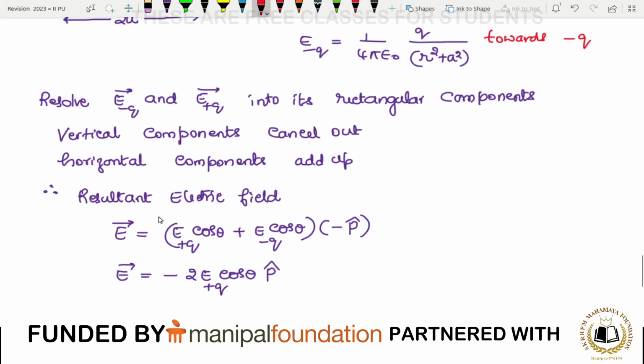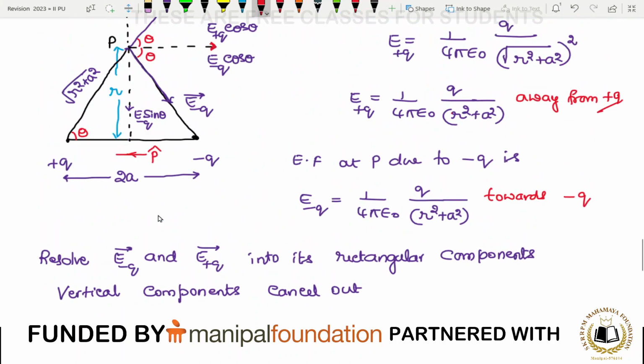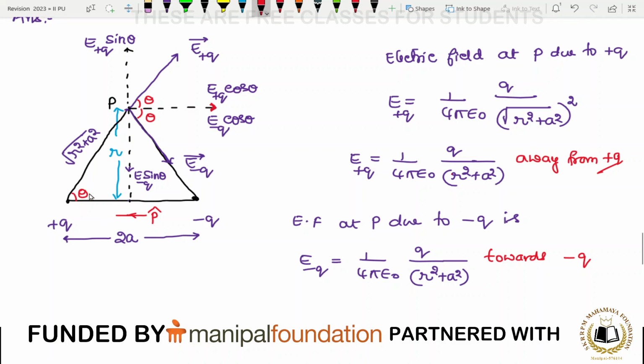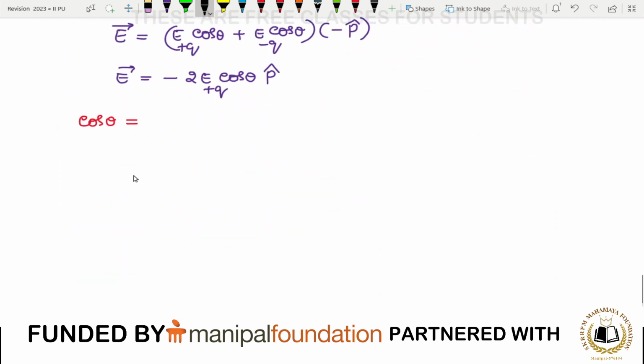What is the formula of cos theta? Cos theta is the adjacent side divided by the hypotenuse. So theta is here. Which is the adjacent side? The distance from here to here. How much is that distance? From here to here the distance is A. The complete length is 2A. So cos theta becomes our adjacent side A divided by the hypotenuse, with the root here. So cos theta is A divided by root of R square plus A square. Root means the power is half. So R square plus A square whose power is half.